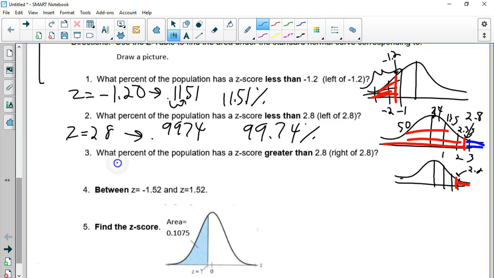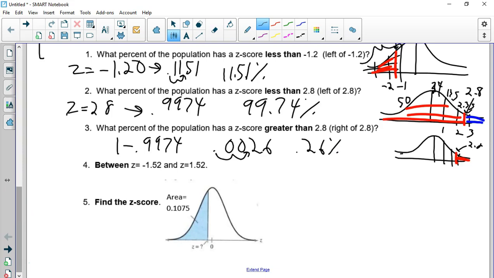So all we need to do is 1 minus 0.9974. And that gives us 0.0026. Again, move it over, 0.26%. Not even one, just a little over 1/4 of a percent. Teeny tiny amount.